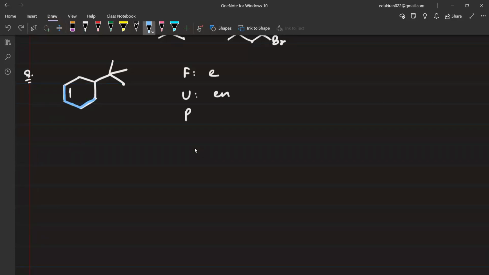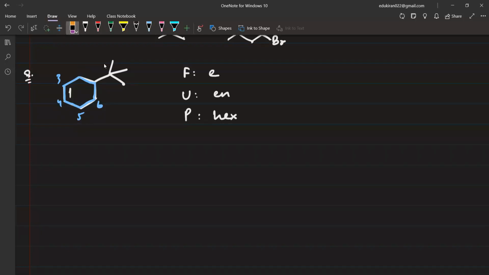Now, once I have chosen the parent carbon chain, I will count it. Counting and numbering are very different. When I count, I don't have to look where I'm putting the numbers 1, 2, 3, 4. I just need to count it. So I'm just counting right now, I'm not numbering it. 1, 2, 3, 4, 5, and 6. So 6 carbon atoms, that means it is going to be hex.